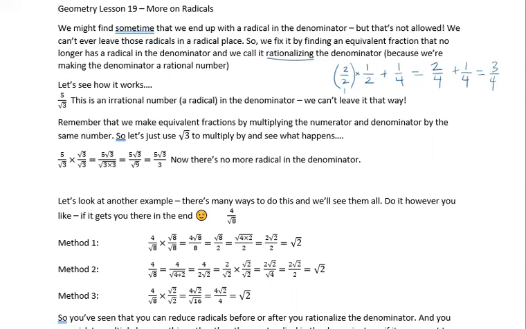So remember, we make equivalent fractions by multiplying the numerator and denominator by the same number, because we're just multiplying by 1. Because this is a square root of 3 in the denominator, we just want to multiply by the square root of 3 on both the top and the bottom, because that makes this just 1. When we do that, on the top, we multiply things outside the square root and inside the square root, but we can't multiply them together. So we just leave them separate. 5 times the square root of 3.